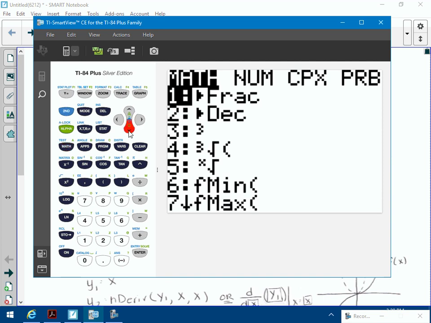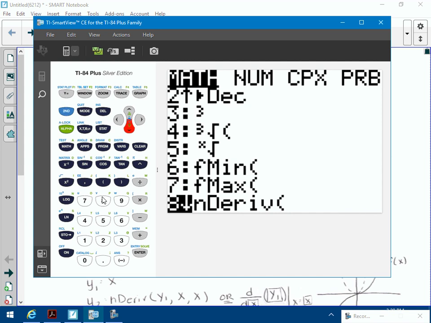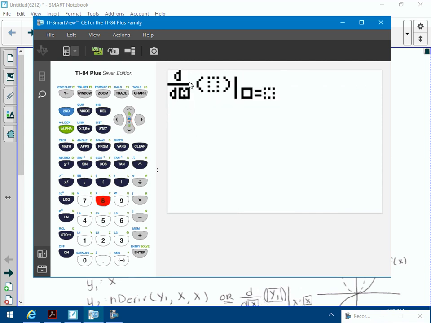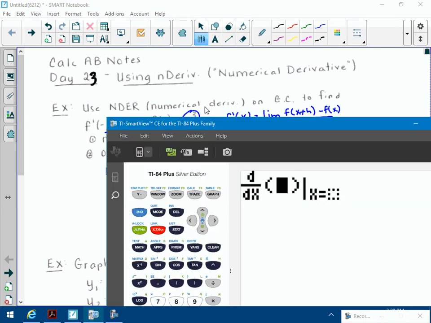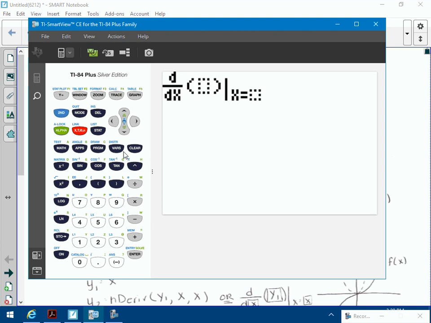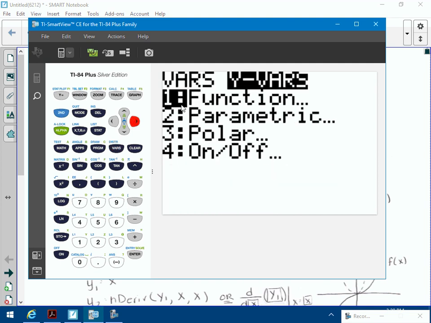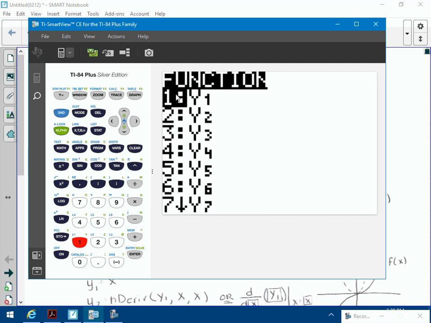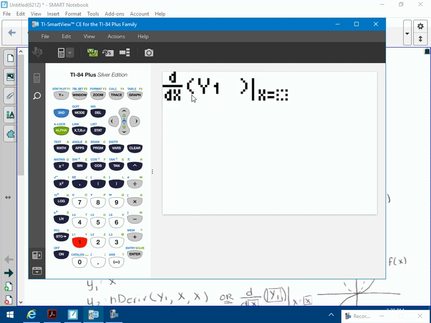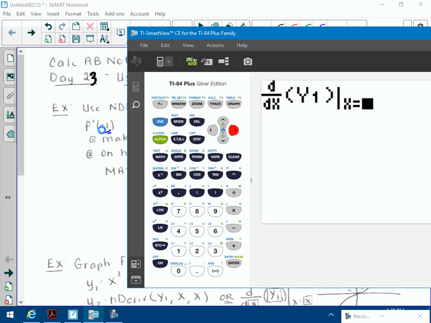So math, if you go all the way down to 8, you'll see nDeriv. And new calculators will look like this. So remember, that's derivative notation. So it's the derivative with respect to x, we want x there, of whatever function I put into y1. So the way I get y1 here, hopefully you've seen this before, you go to vars, V-A-R-S, over to y vars. You want function, so choice 1, and then y1, that's what's stored in y1. So we want the derivative of the function in y1, and I want it specifically at x equals -1.